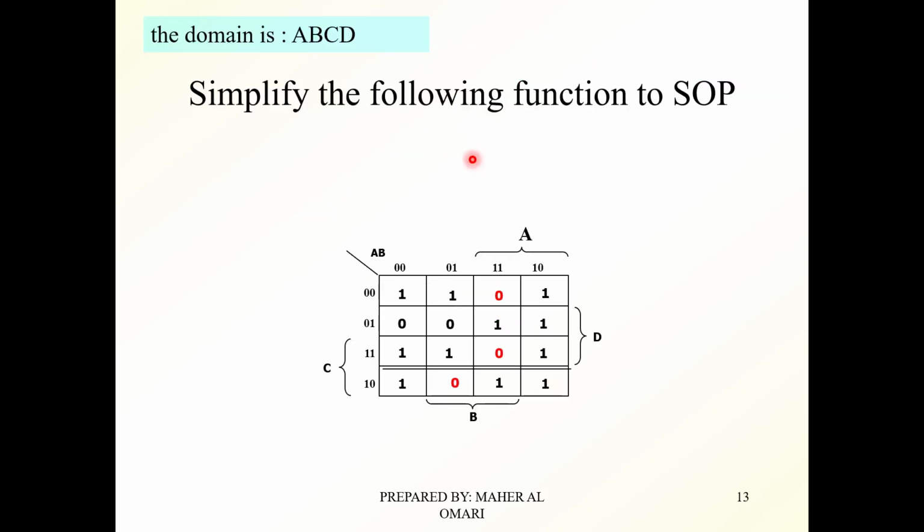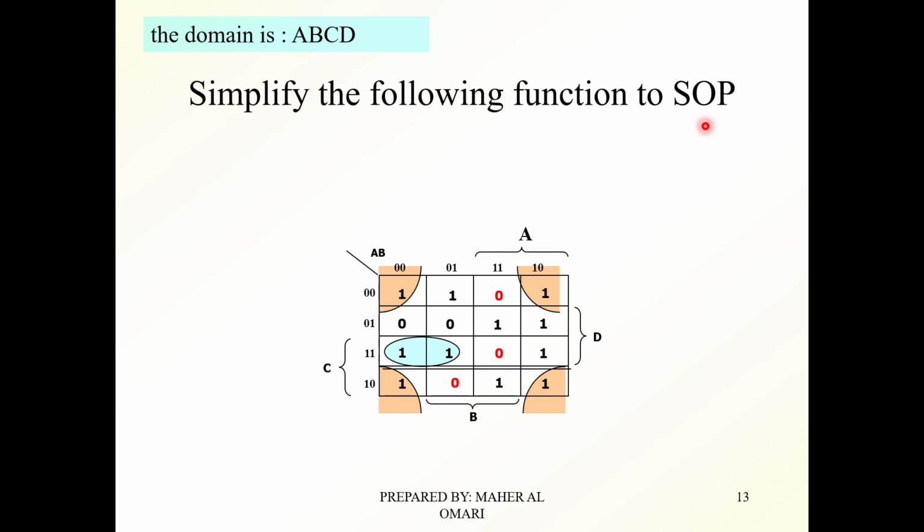Okay, and this, given that the domain of the function is A, B, C, D, simplify the function. This is the K-map for the function, and give me the result in the standard sum of products. We start grouping. This is the first group. Remember that the group should be as large as possible.